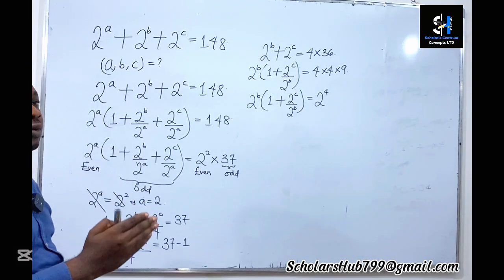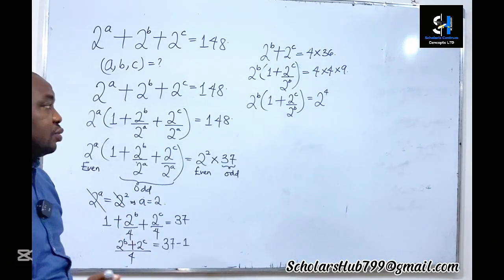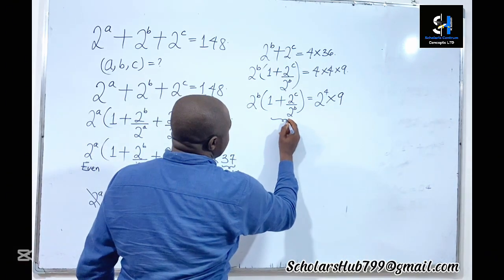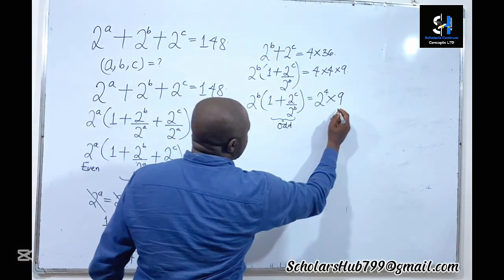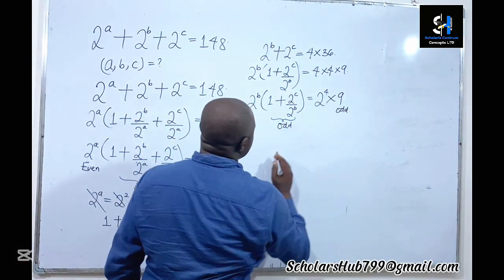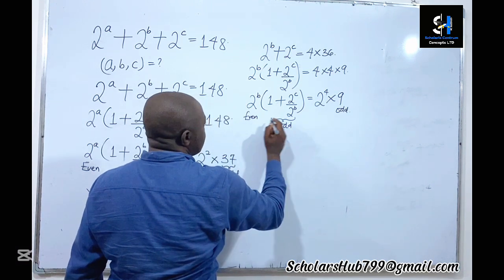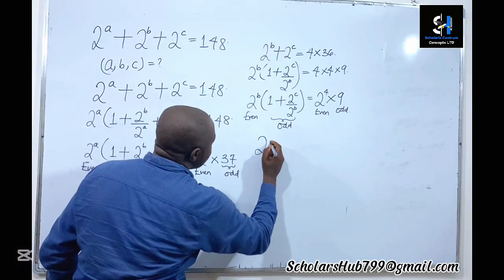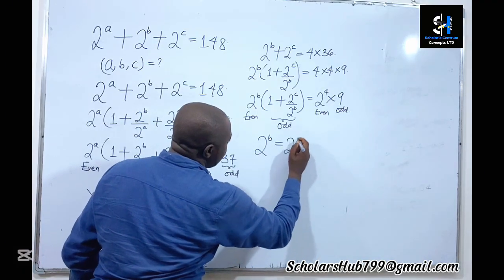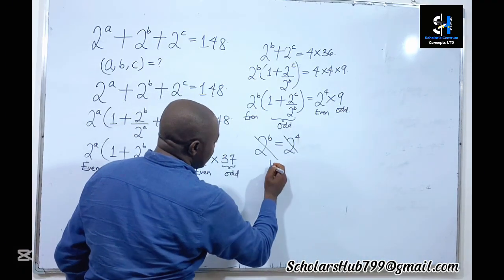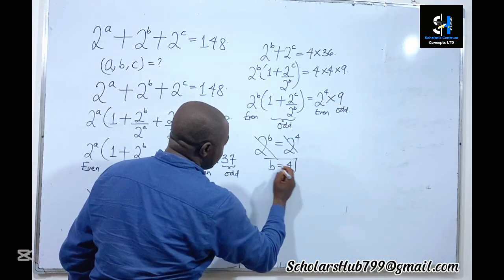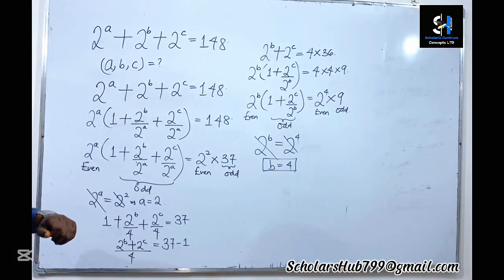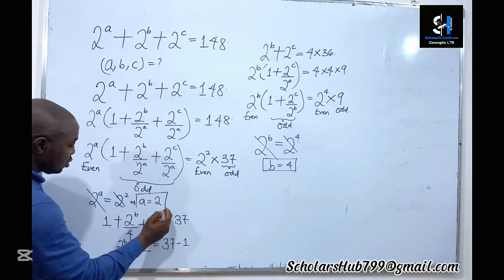So 4 times 4, that's 16. That will be 2 raised to the power of 4, then multiply by 9. So again, this will be odd, and this is also what? Odd, okay? And this will be even. So we have even. So we equate the evens, okay? So in this case, we're going to have 2 raised to the power of b equals 2 raised to the power of 4, so the value of b will be equal to 4. Just like here, we got the value of a to be equal to 2.